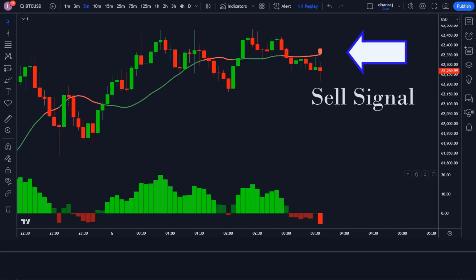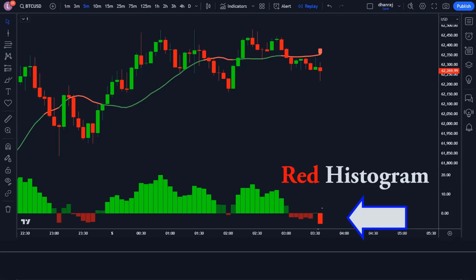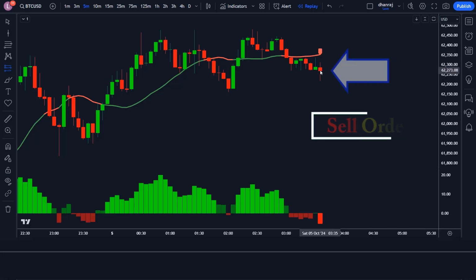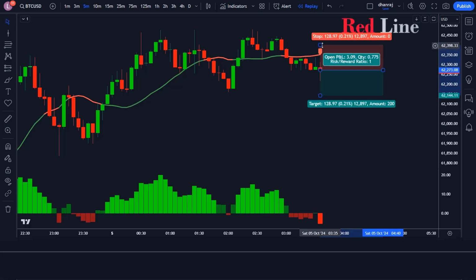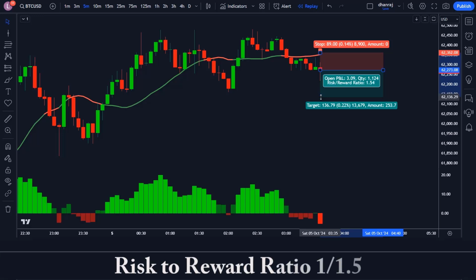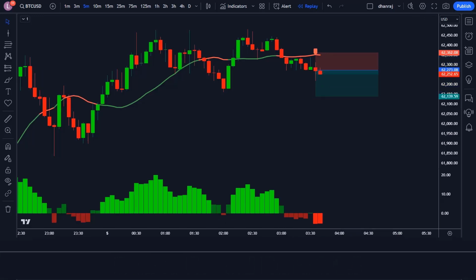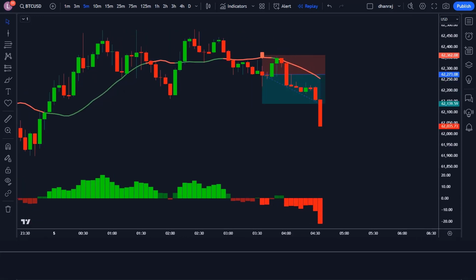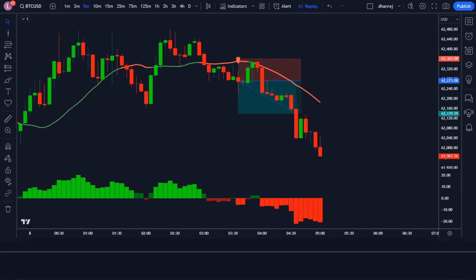Here the logical trading indicator gives us a sell signal. Here the ADX histogram with DI lines indicator shows a red histogram. When the market forms a bearish candle, if this condition is fulfilled, then we will place a sell order. Our stop loss is to be placed at the red line. And the risk to reward ratio will be 1:1.5. Let's see what happens to our trade. Our trade is running in profit. We have won the trade. Let's find the next trade.